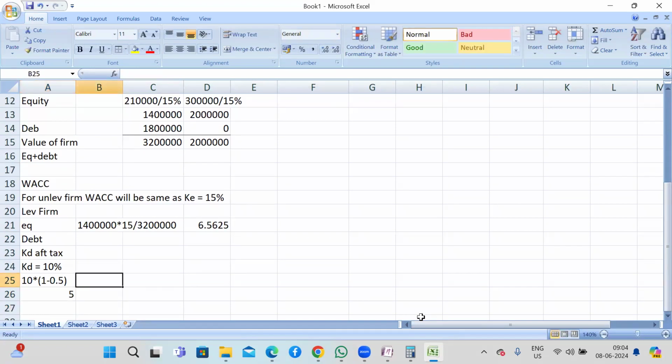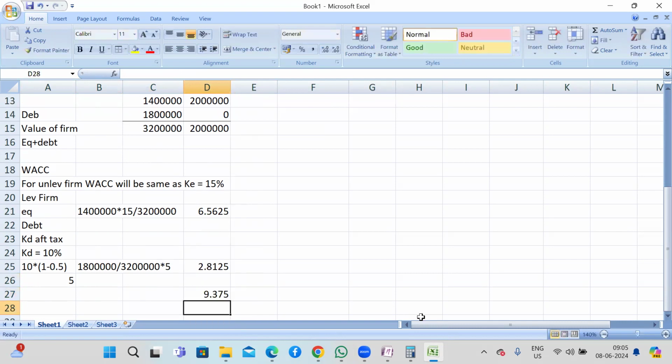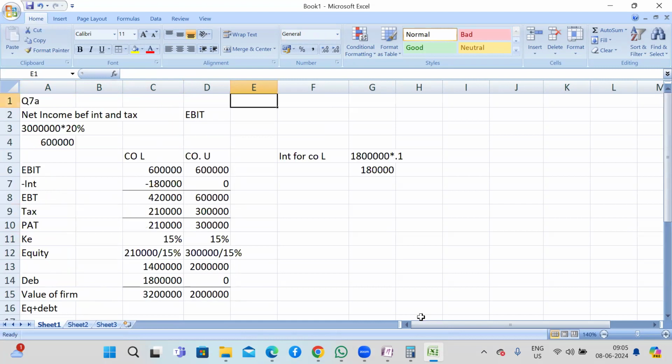that is 5 percentage. So my loan value is 18 lakhs divided by 32. So this is my weightage, into 5. So that means I will be getting 2.81%. So total overall cost of capital, that is KO, is 9.375 percentage. So this everything is in percentage. So this is regarding to NI approach.